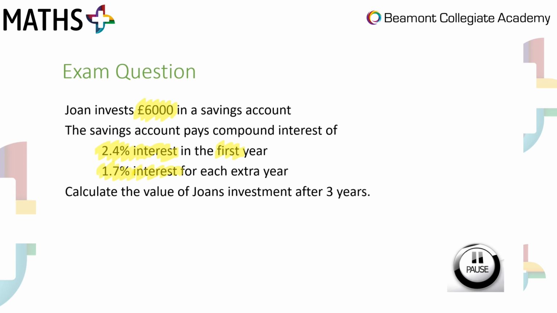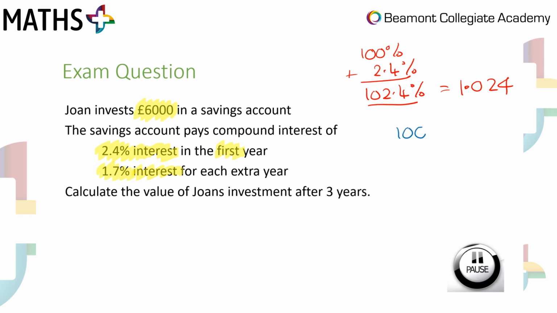So again, first step is to work out my multipliers. So if she starts with 100% and she increases by 2.4%, that's 102.4. So my multiplier is 1.024. That's the first year. The second year, well, this time we're adding on 1.7%. So that's 101.7%. So my multiplier is 1.017. Really important we get that right. If we don't get that right, we're not going to get this question correct.